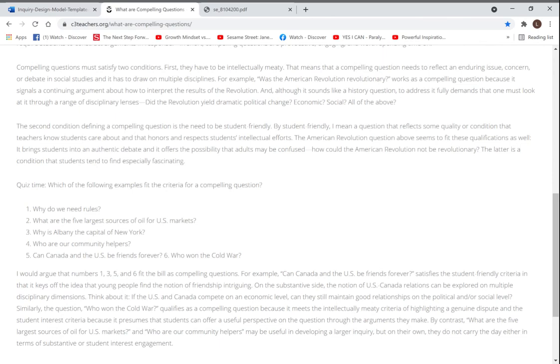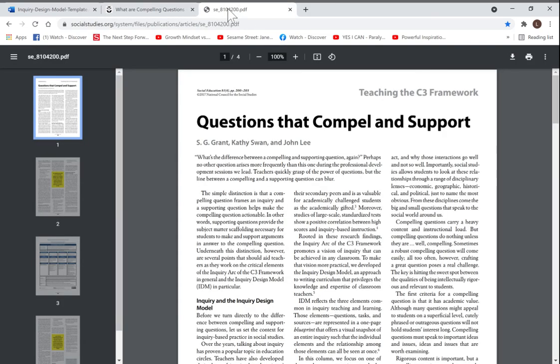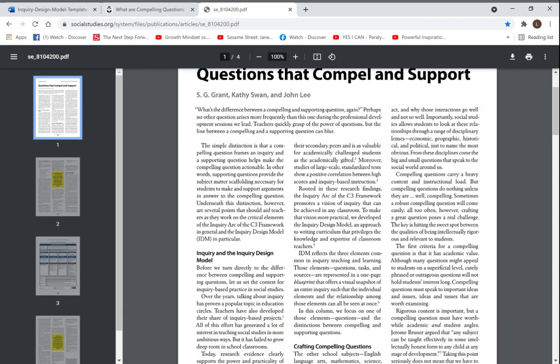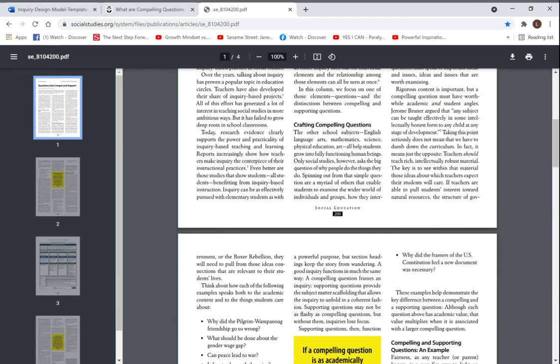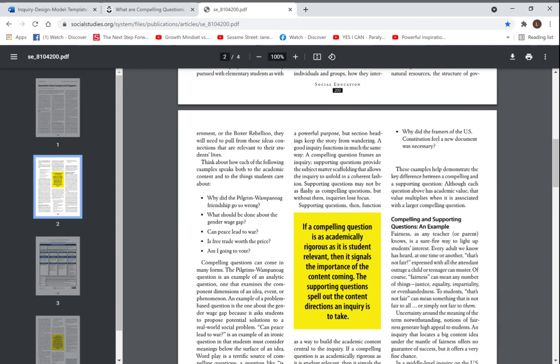There's also another article that we're sharing with you that goes a little further in depth about questions that compel and support. This comes from that same C3 framework, but it does dive a little bit deeper into the purpose of those supporting questions as well and gives some examples of both compelling and supporting questions and describes their purpose in inquiry unit.